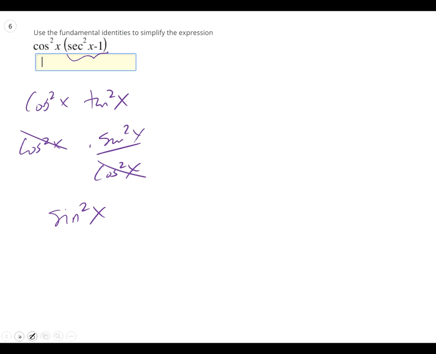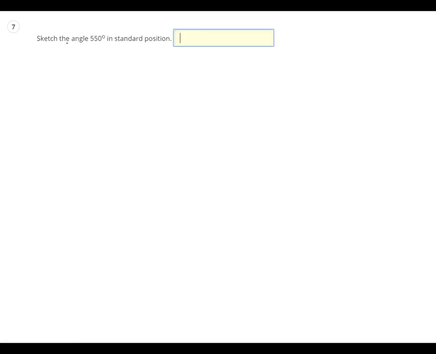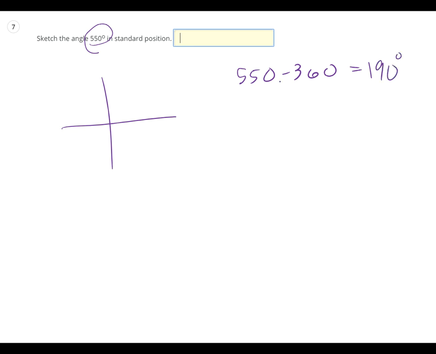Okay, the next one I didn't give you an answer for, because you can't really draw a graph in the testing mechanism you're using. So we have to sketch a 550-degree angle in standard position. First thing we need to do is figure out what quadrant the terminal side is going to be in. So how do I get a coterminal angle? Subtract 360. So 550 minus 360 is 190. What quadrant is 190 going to land in? Quadrant 3, because 180 is right here, so it has to be somewhere in there.